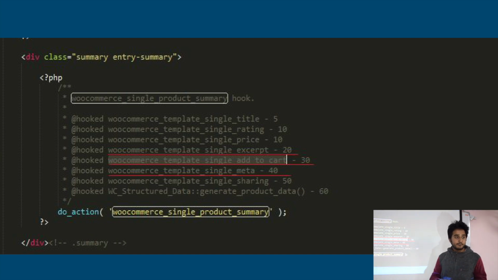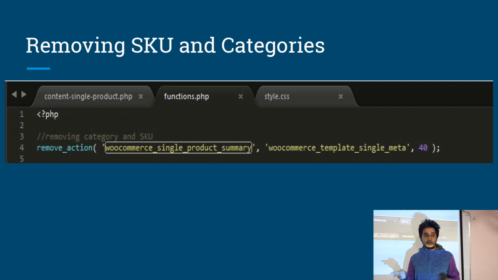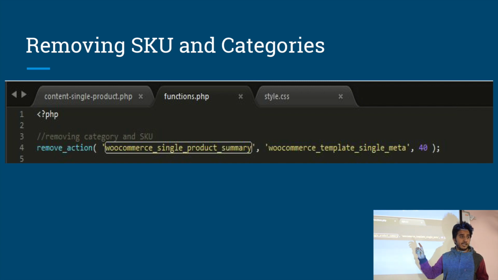So if I want the rating at the end, then it should go at the bottom. Yeah, I'll show you how to put that rating at the bottom. These are the hooks we need to follow. So let's suppose you want to update your category, or suppose you want to remove your category. Last time I highlighted the category and the SKU.